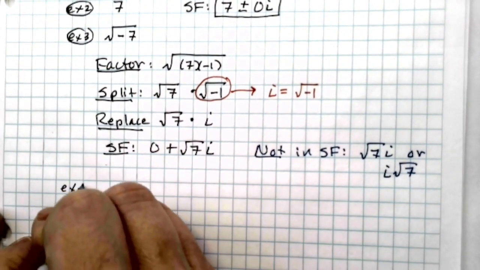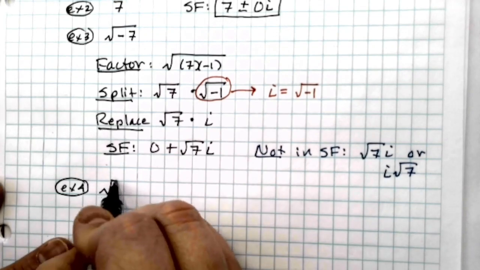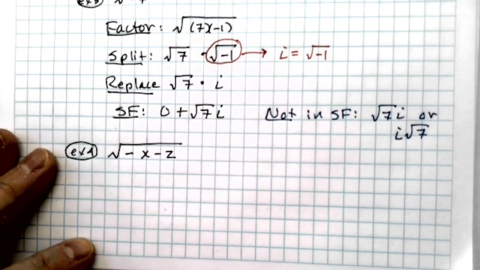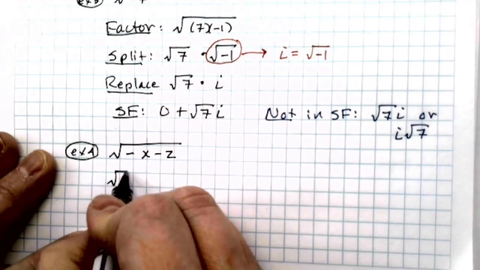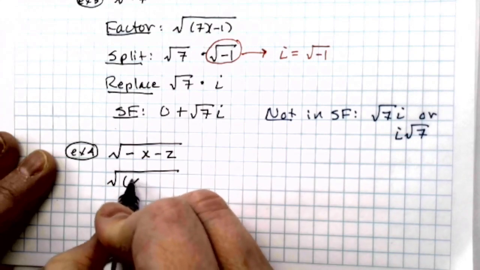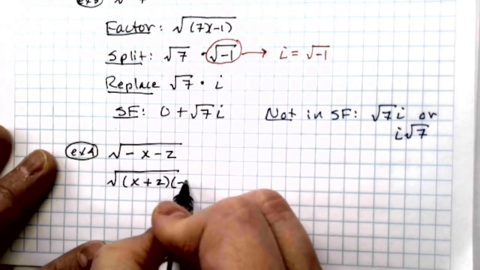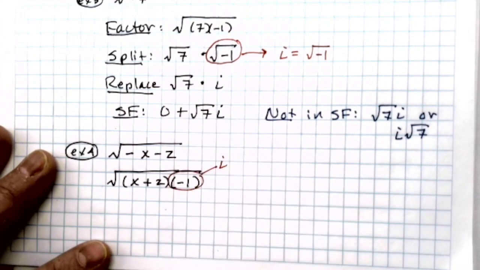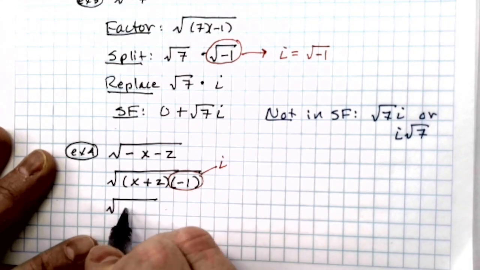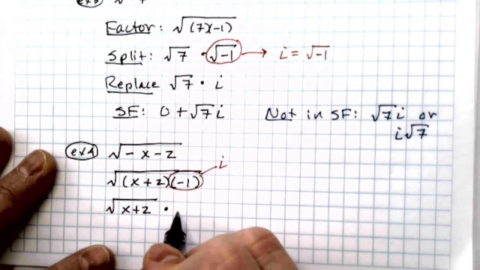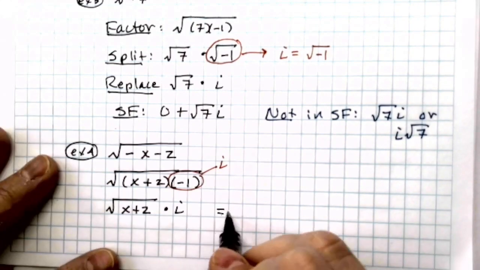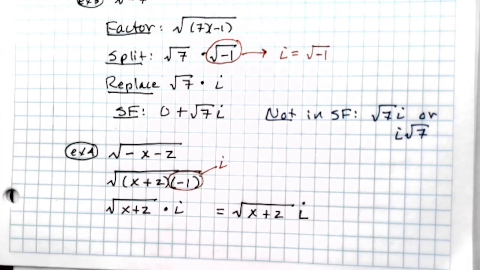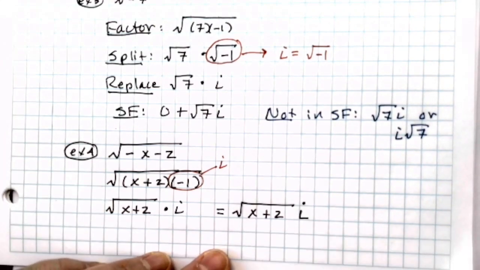Okay, let's do another example. Let's say you've got the square root of negative x minus 2. So first thing you want to do is factor out the negative 1. So this becomes x plus 2, and then the factored out negative 1 goes second. Then you're going to make the replacement with i. So that gives me radical x plus 2 times an i. And so that is my answer, the square root of x plus 2 with an i outside of the radical bar.